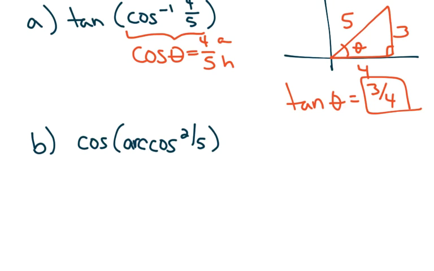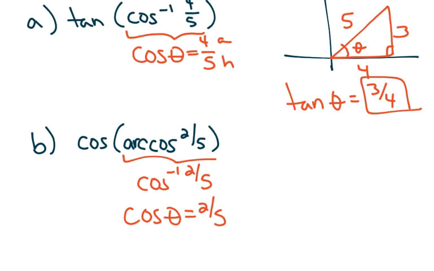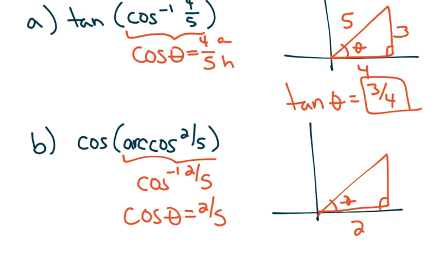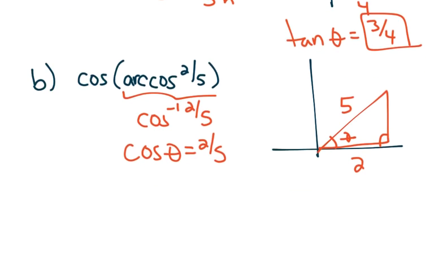Okay, let's go do this again. I'm going to first do arc cosine 2/5. It's the same thing as inverse cosine of 2/5. That means the cosine of my angle is 2/5. Since I said it's in Quadrant 1, I'm going to draw my picture in Quadrant 1. Here's theta, adjacent, hypotenuse. And when I do the Pythagorean theorem, I'm going to get the square root of 21.